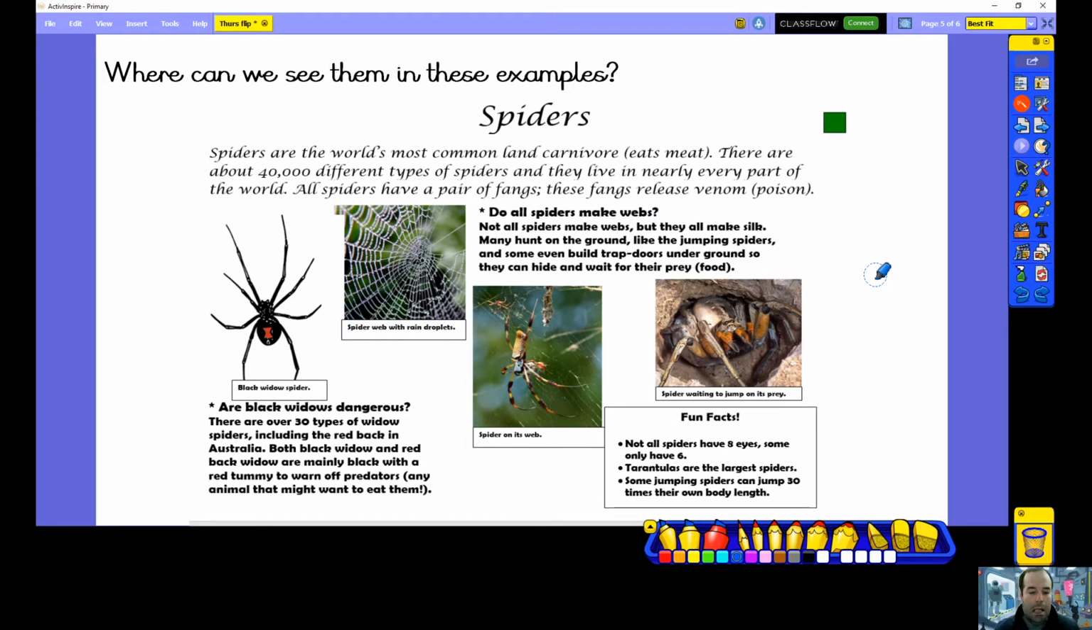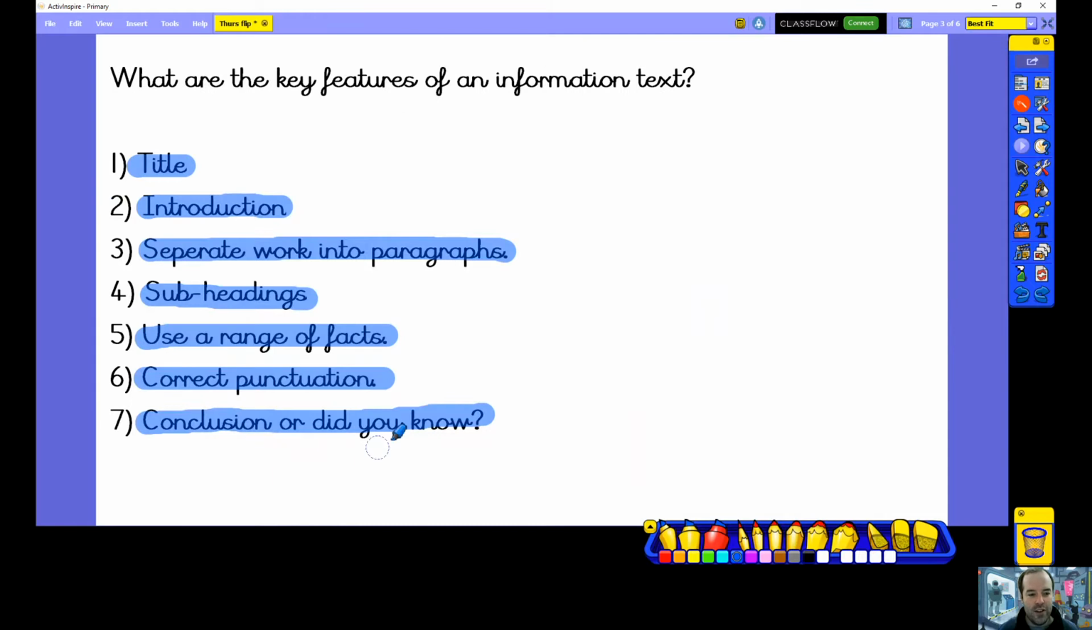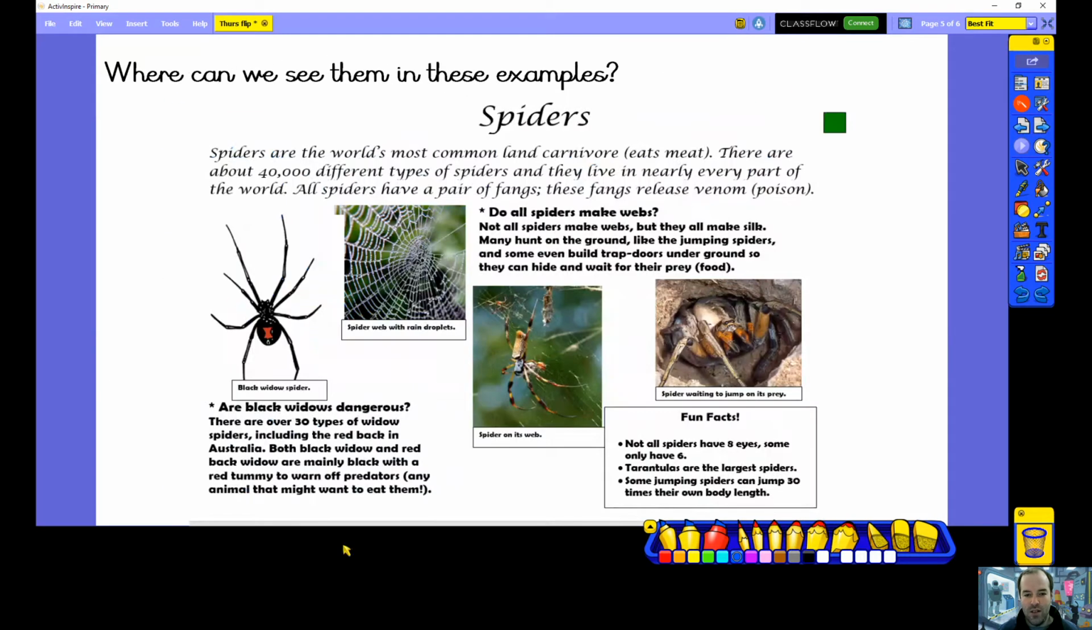So let's look at another example. I know spiders, horrible, but they are very, very interesting, and that's why there's lots of information text about spiders. So let's spot some of our things. Let's go back. These are the key features we're looking for. Pause the video now and have a look. When I flick back, have a look for these things in this information text. I'll give you a couple of minutes to do that. Pause the video and then unpause it when you're ready to continue.